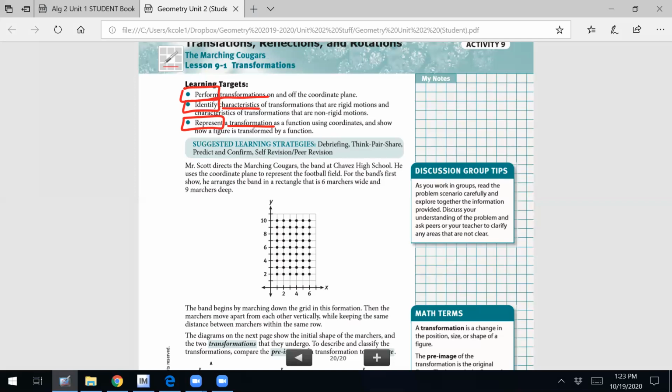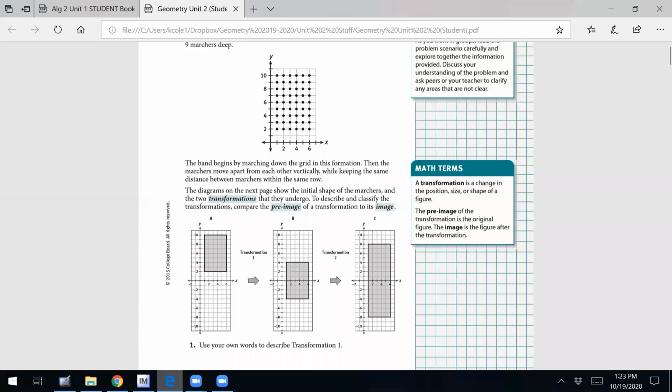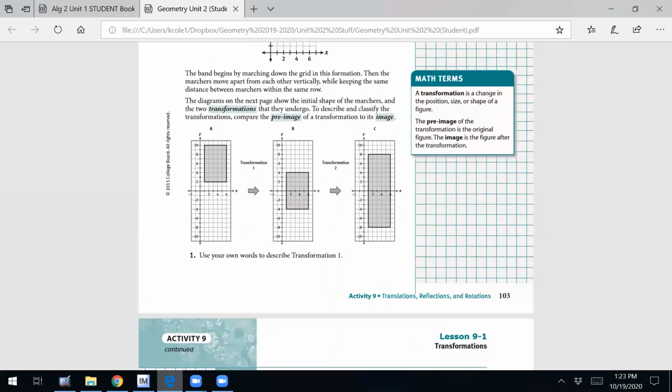So when you look at the bottom of that page, you can see 3 shaded rectangles. So it gives you the transformation. It's showing you what the band is doing. So I want you to take a second and do 1 and 2. Read number 1 at the bottom of that page. Answer that. Flip the page. Answer number 2.